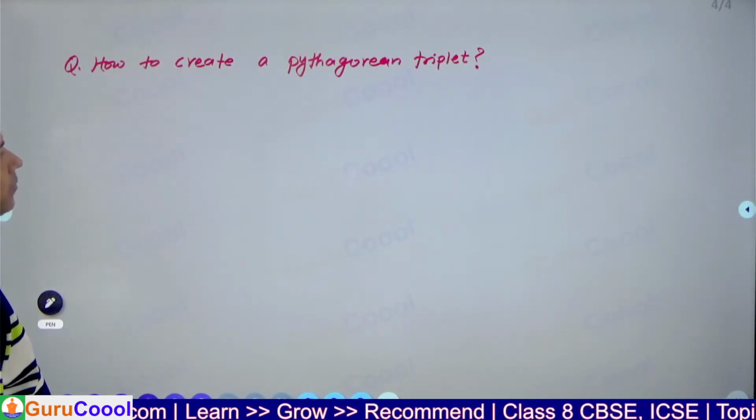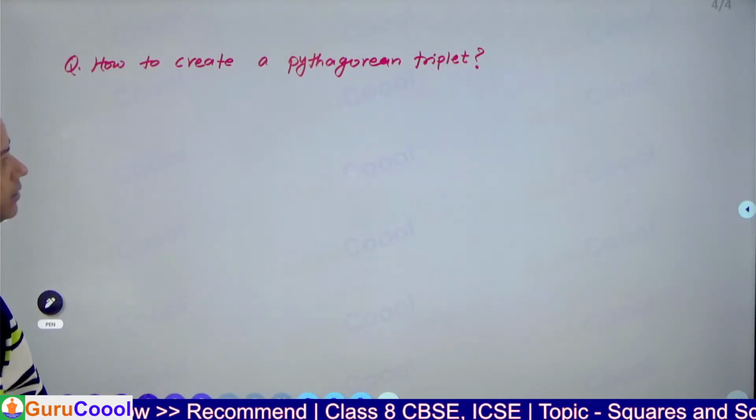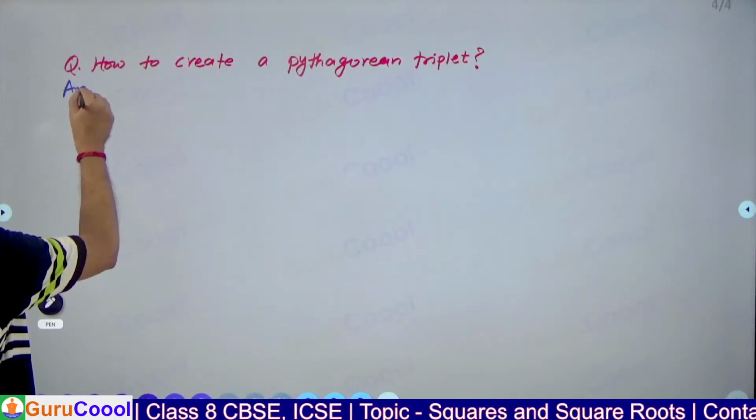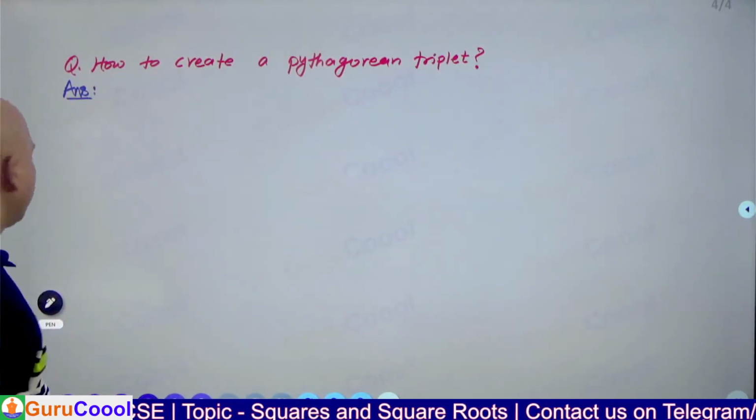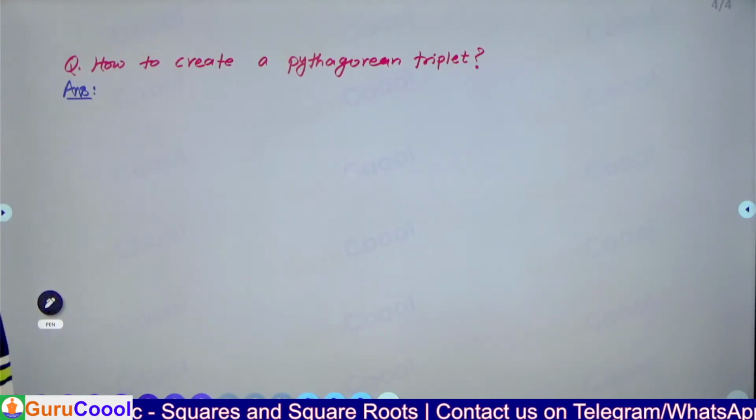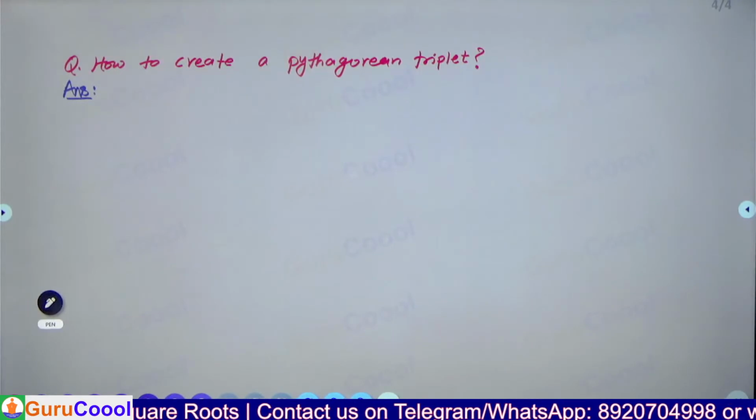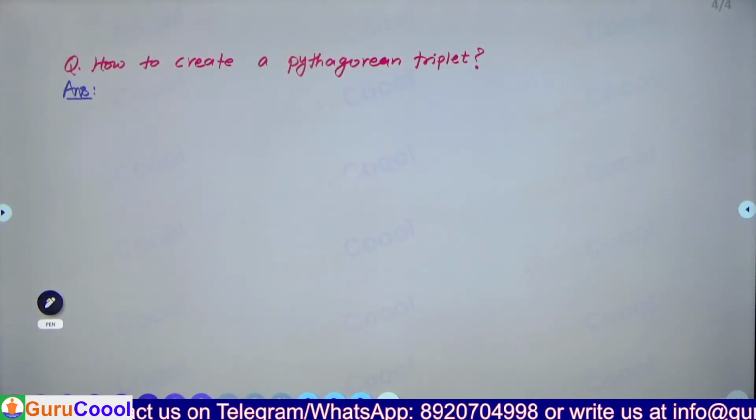How to create a Pythagorean triplet? Did I teach this earlier? Sir, I don't remember. I don't know.